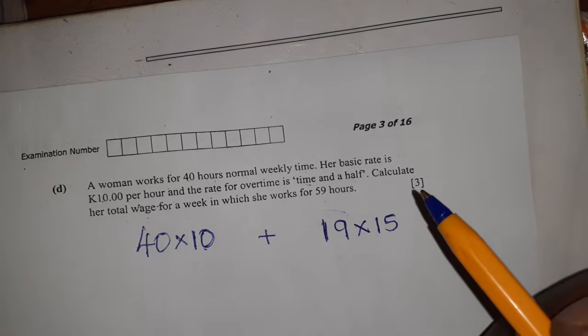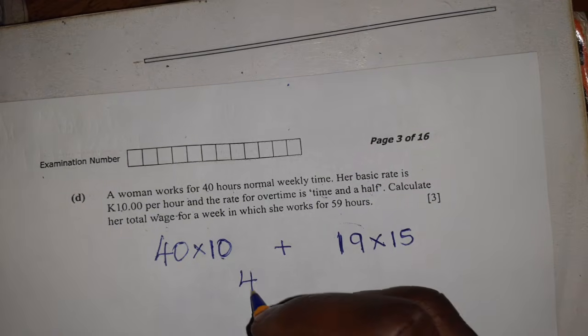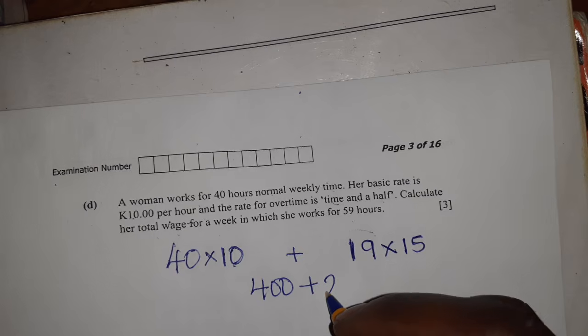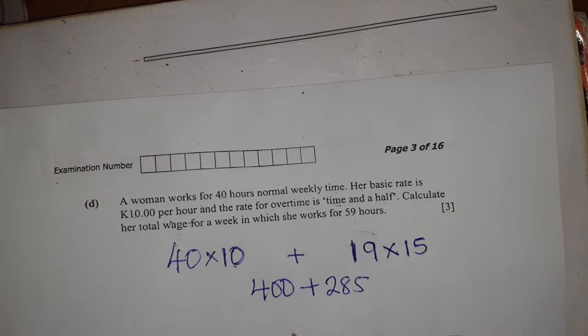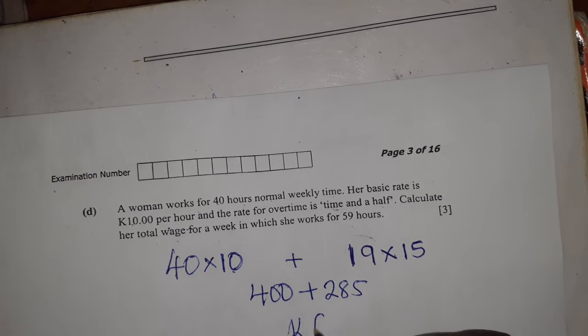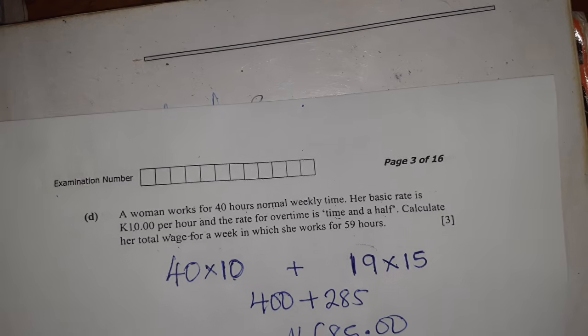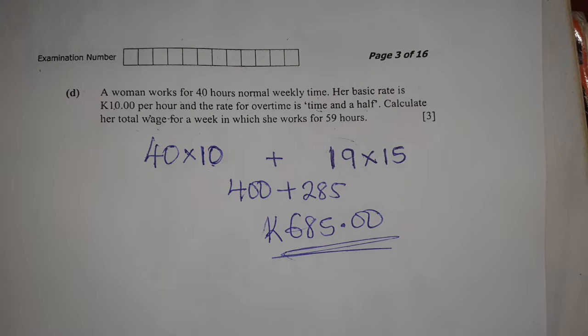All right, so now at this point you multiply. This gives you 400, plus, when you multiply this side, you get 285. And then when you add this, you get 685. This is what is going to be your answer here. So this is the end of question 1. Now we have to go to question 2.